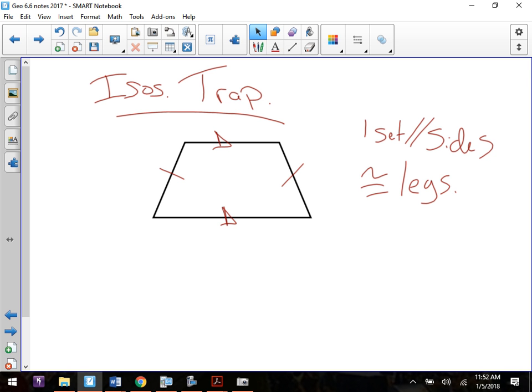Now, I'm assuming you guys are okay with me calling those parts legs, because they kind of fit the role, if you think about it, of a triangle. When we had isosceles triangles, they had legs, they had base angles. Well, with the trapezoid, the congruent legs still have base angles. The base angles here have two sets, and both sets of base angles are congruent to each other. So they have two sets of congruent base angles.